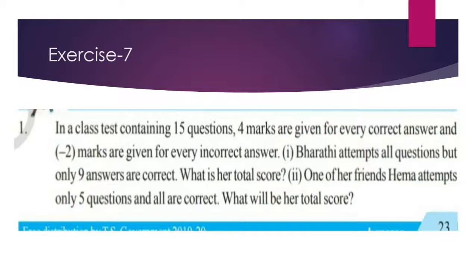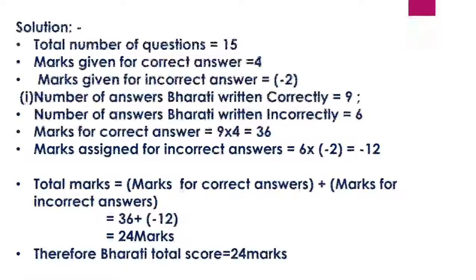Observe that the total number of questions is 15 here. Marks given for a correct answer is 4 marks. Marks given for an incorrect answer is equal to minus 2 marks. Here in the first part, the number of answers Bharati wrote correctly is equal to 9. That means she attempted a total of 15 questions, and out of that 9 are correct. So the number of answers Bharati wrote incorrectly is 15 minus 9, so 6 are incorrect.